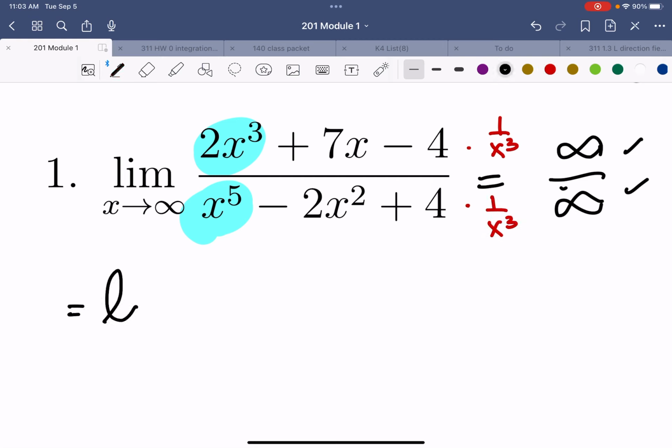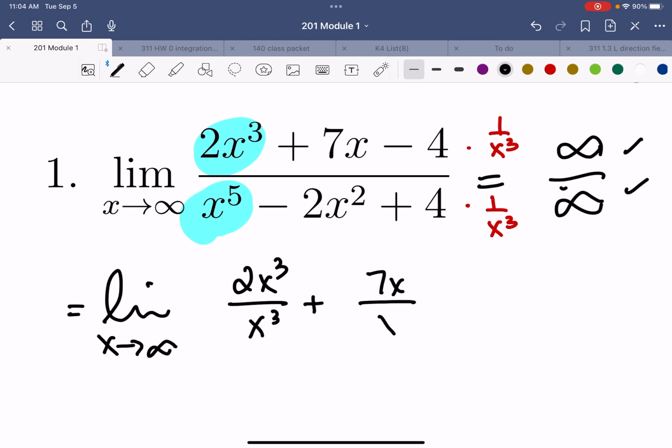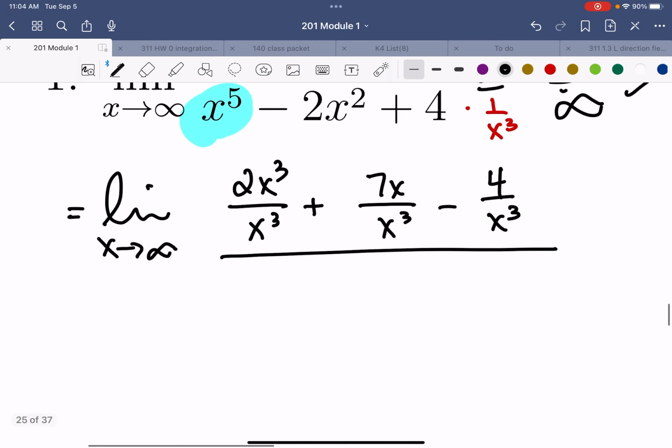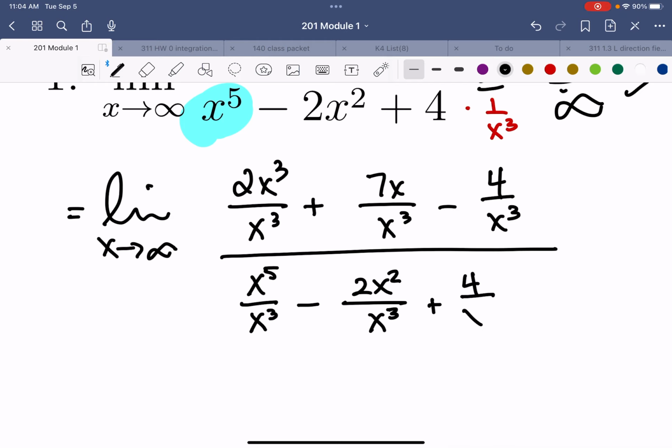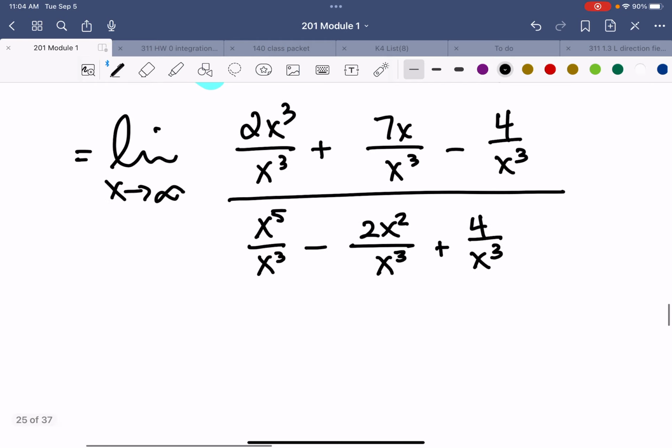That's going to give me the limit as x goes to infinity of 2x cubed over x cubed plus 7x over x cubed minus 4 over x cubed. In the denominator, we get x to the 5th over x cubed minus 2x squared over x cubed plus 4 over x cubed. From here, we want to simplify.